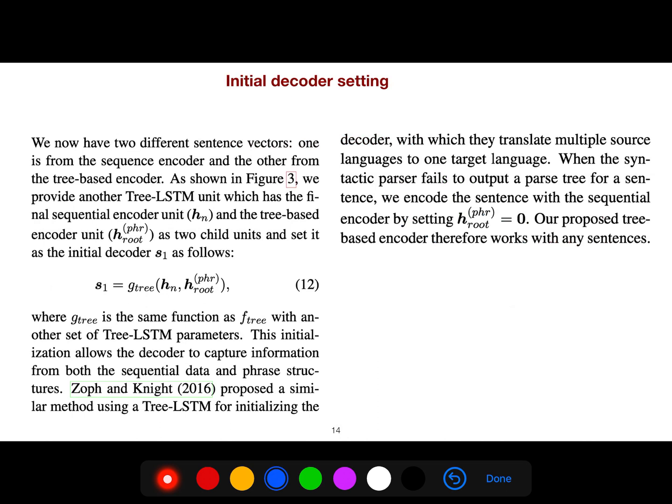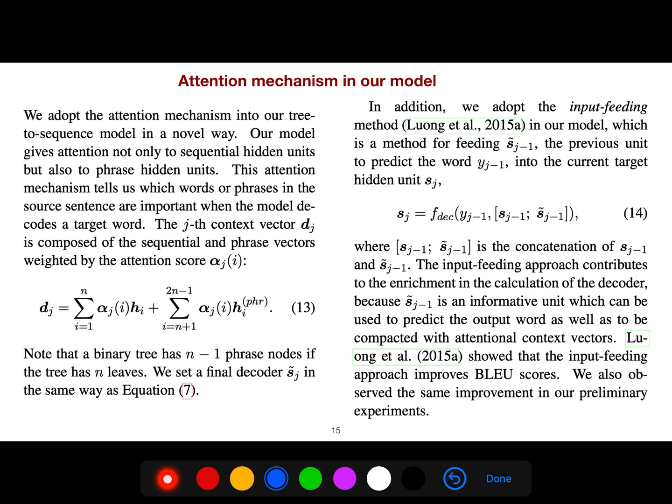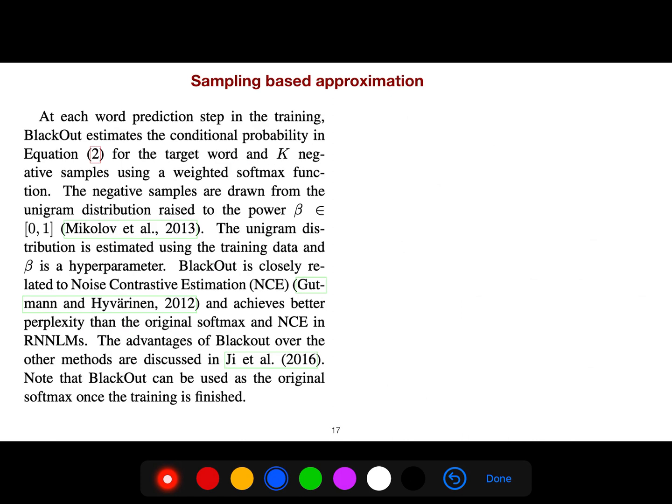So we initialize the decoder using this idea, and the attentional mechanism. So this part is exactly the same as in the previous lecture. So the main innovation in this lecture is adding this extra term which represents the phrases. Because a binary tree has n-1 phrase nodes if the tree has n leaves. So the rest of that is here. So it's the same intuition. I mean, you have alpha again like before, but here for phrases you sum over those phrases. So you see, it's just a generalization of that.